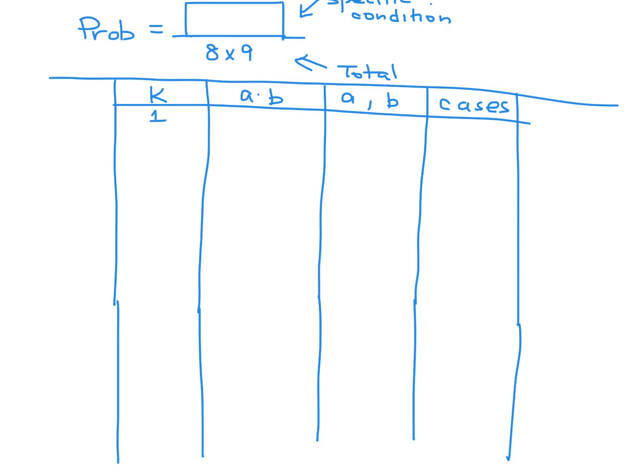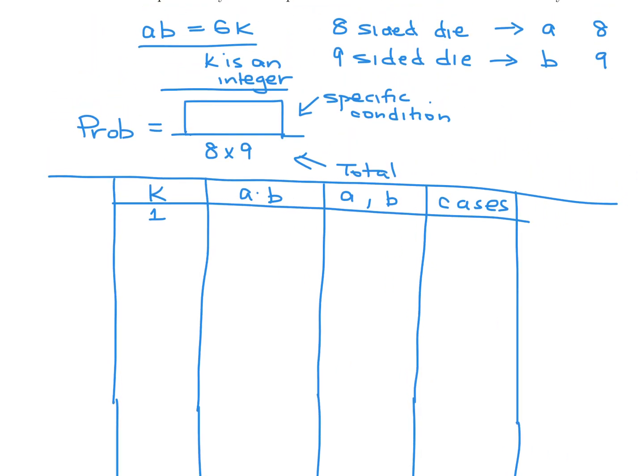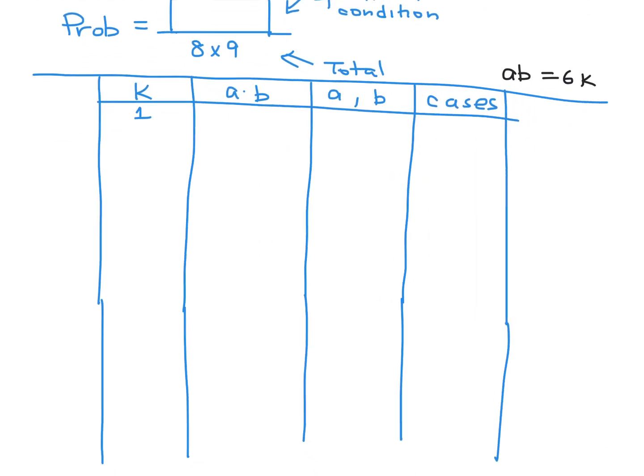When K is 1, AB would be, well, let me put that in the field here so you kind of know what I'm doing. AB is 6K, right? So if K is 1, this is 6. So what are the possibilities?